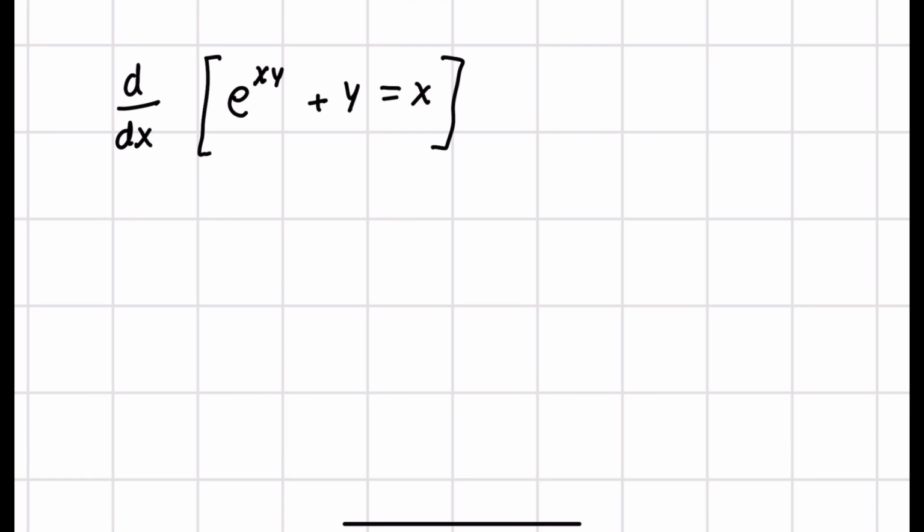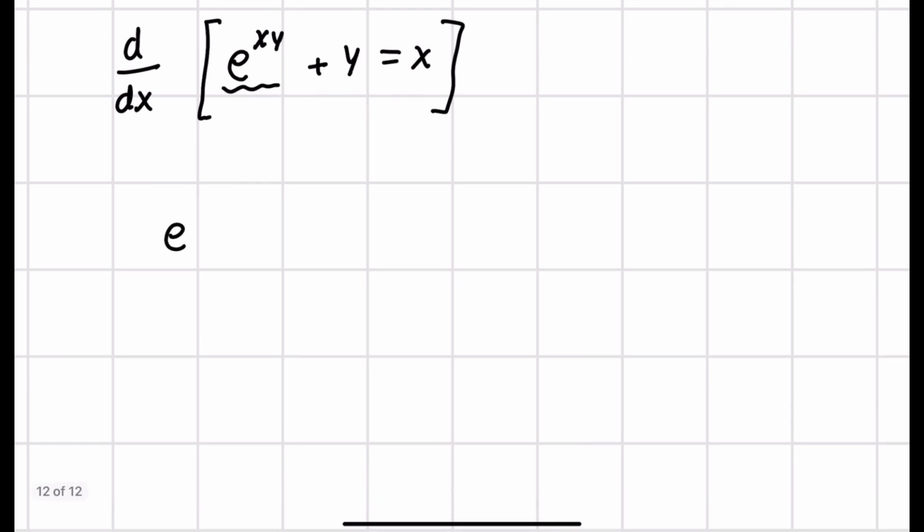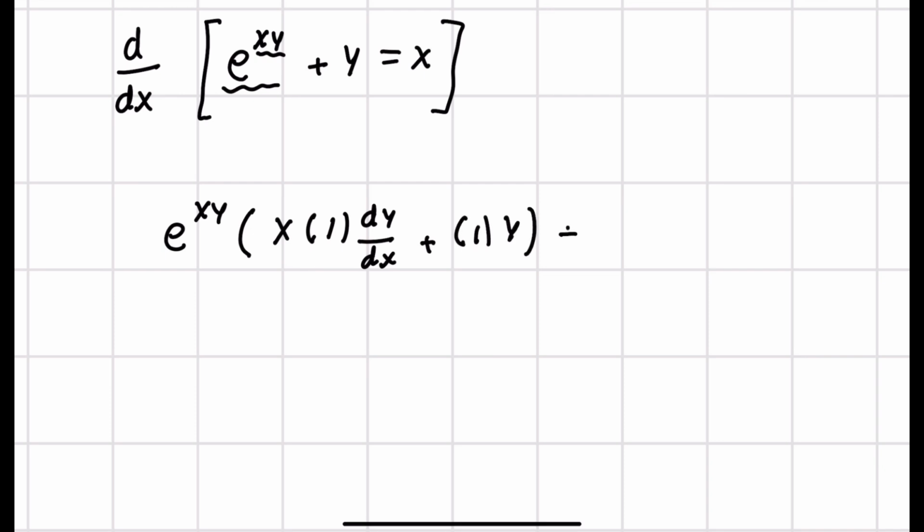In our next example, we have e to the xy plus y equal to x. So let's find the derivative of e to the xy. That is equal to e to the xy times the derivative of x times y. Here we have to apply the product rule. So that gives us x times the derivative of y, which is 1, times dy over dx, plus the derivative of x, which is 1, times y, plus the derivative of y, which is 1 dy over dx, equal to the derivative of x, which is equal to 1.